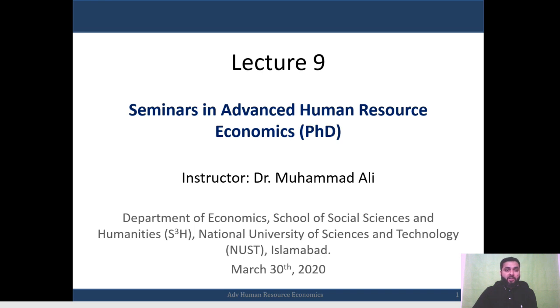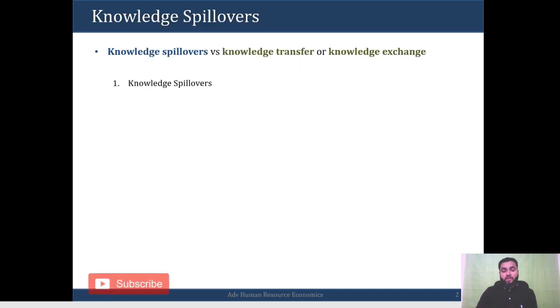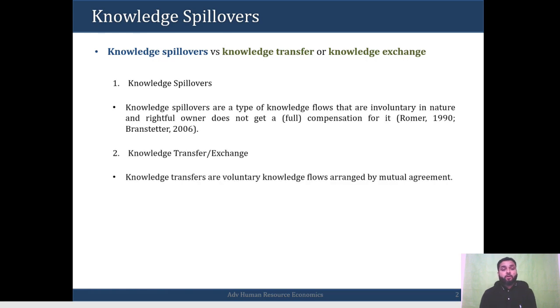So let's start. Basically, we discussed this already in lecture number 8, where we talked about the difference between knowledge spillovers and knowledge transfers or knowledge exchange. Knowledge spillovers should be differentiated in this discussion because knowledge spillovers are the type of knowledge flows that are involuntary, meaning that the rightful owner of the intellectual knowledge does not get the full compensation for the transfer of knowledge.